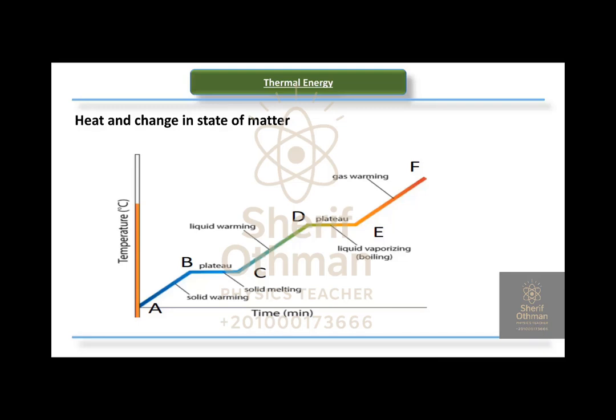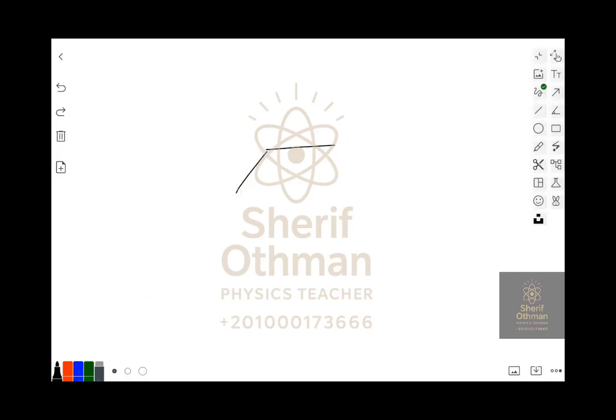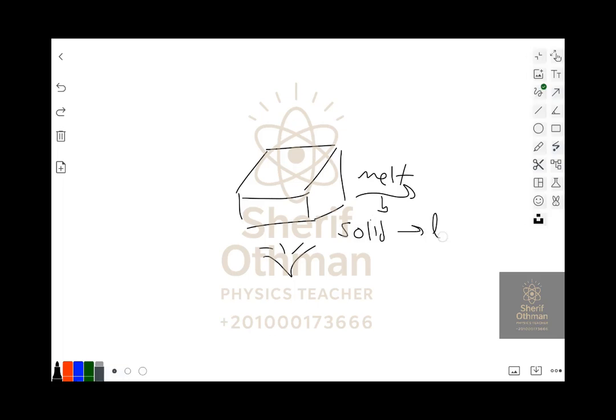Heat and change in a state of matter. What is the change of heat for a certain matter? If I have a piece of ice, by adding heat to this piece of ice, it will melt. The melting process itself is the process of changing solid into liquid.